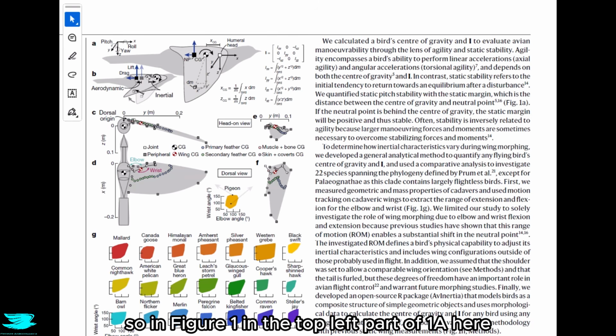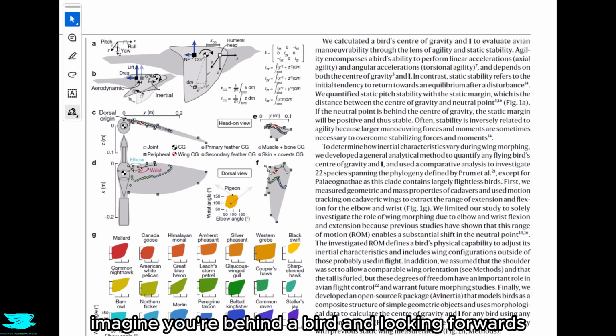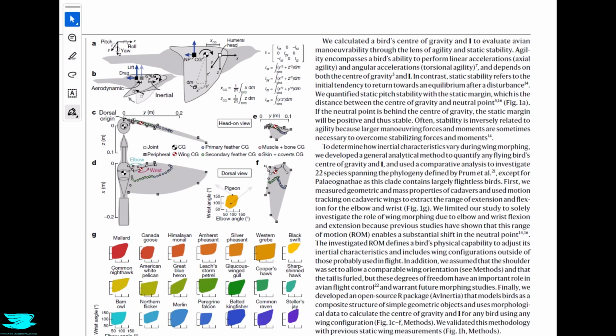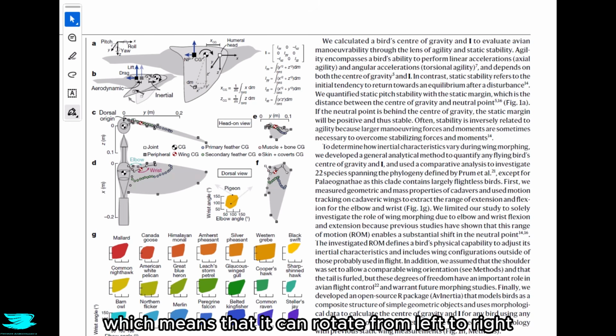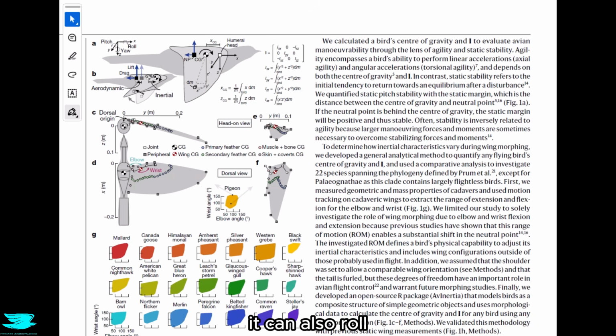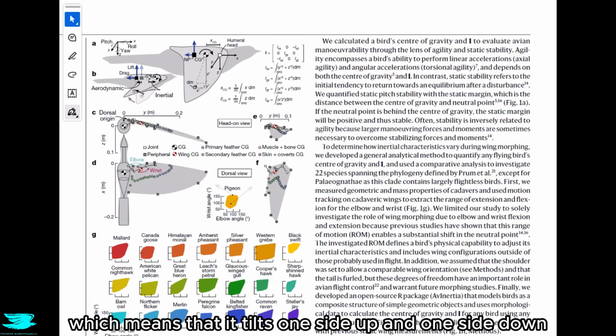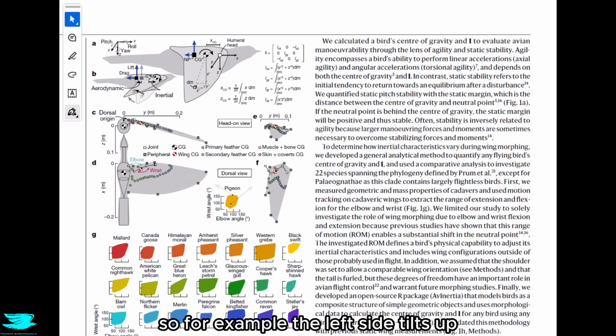And these are a little harder to imagine, so in figure 1 in the top left part of 1A here, we see a coordinate system. So to explain them, imagine you're behind a bird and looking forwards. So the bird can yaw, which means that it can rotate from left to right. It can also roll, which means that it tilts one side up and one side down. So for example, the left side tilts up while the right side tilts down, or vice versa. Then we have pitch, and that is when the head tilts up or down more.